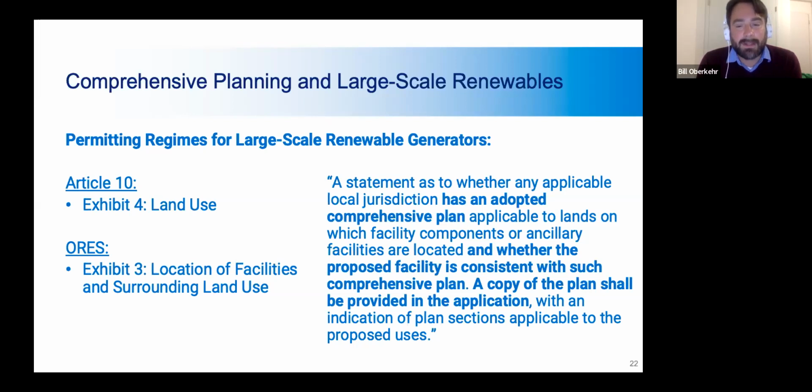part of that application is that they need to see the comprehensive plan. And that's one of the things that they're taking into consideration, is whether or not the proposed facility is consistent with the goals laid out in that comprehensive plan.